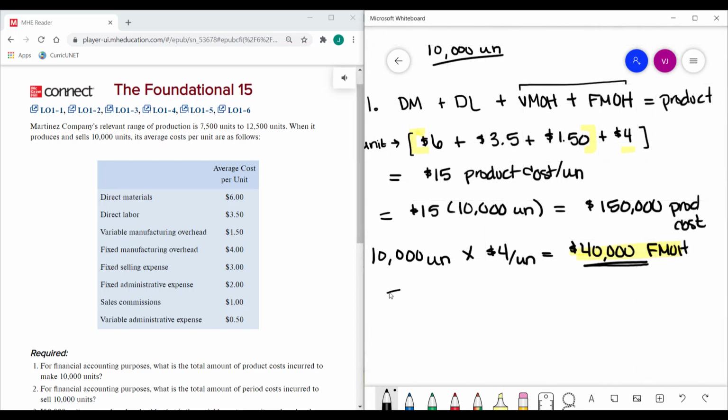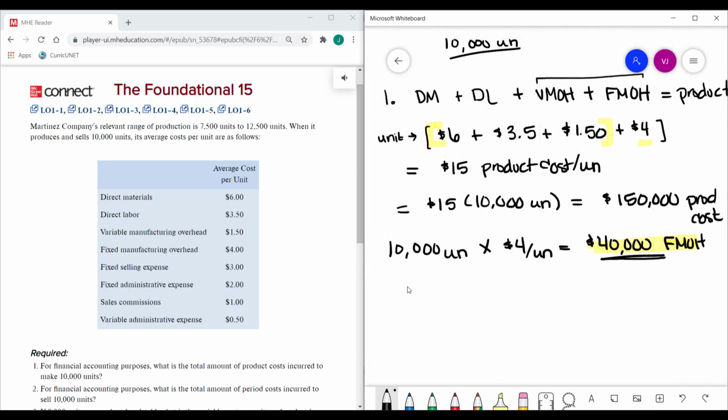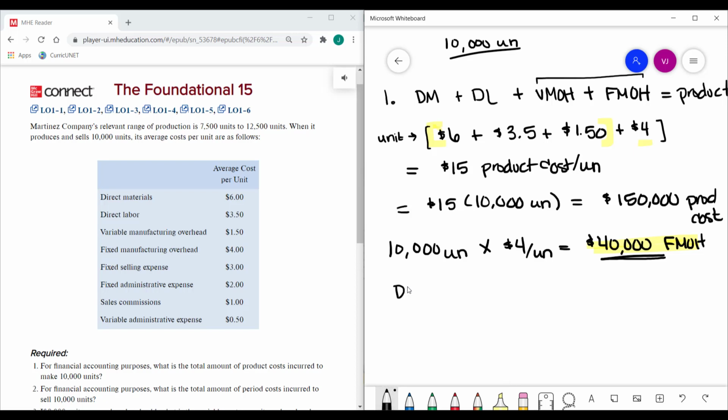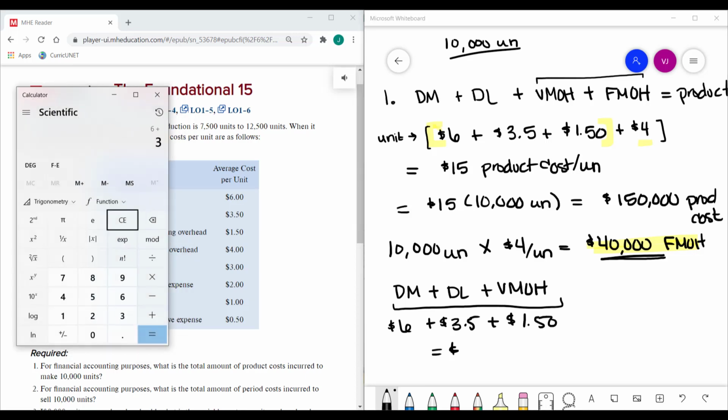So here's another way we could have done this calculation. We know that the calculation for product cost is direct materials plus direct labor plus overhead. But we will do the variable costs first. The variable portion of a product's cost is direct materials plus direct labor plus variable overhead. So the $6 plus the $3.50 plus the $1.50. When we add that together, 6 plus 3.5 plus 1.5, that's $11 in variable product cost per unit.